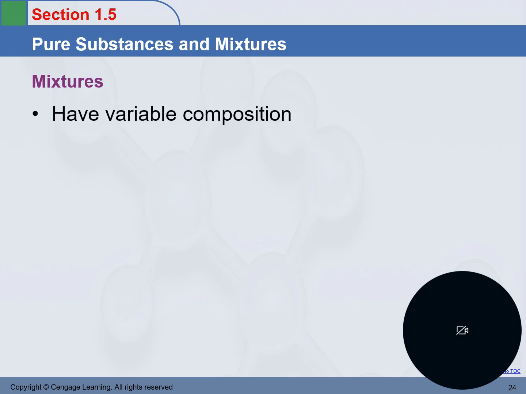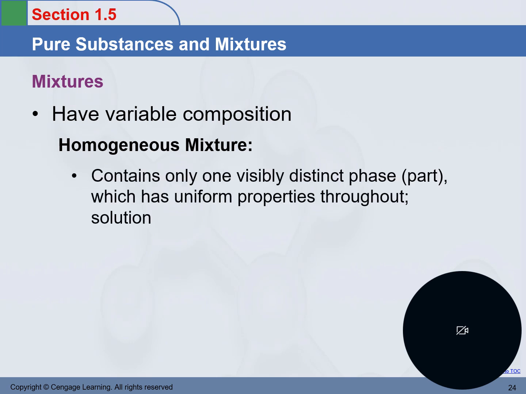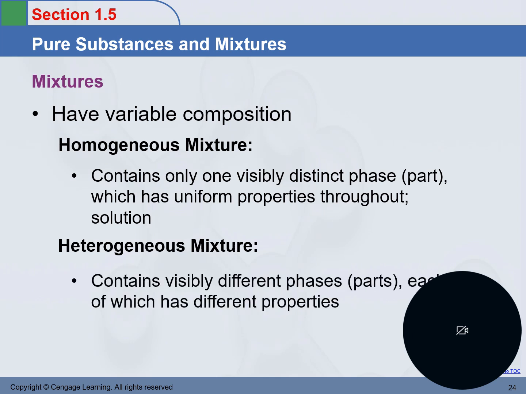Starting to look at mixtures in a little bit more detail. Mixtures do have a variable composition, and really there's two different types. The first type is sometimes known as a solution or a homogeneous mixture. This contains only one distinct phase, which has uniform properties throughout. The other type of mixture is known as a heterogeneous mixture. This contains visibly different phases or parts, and each part has its own unique properties.